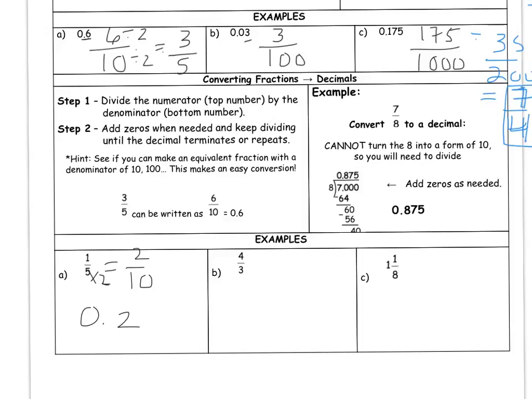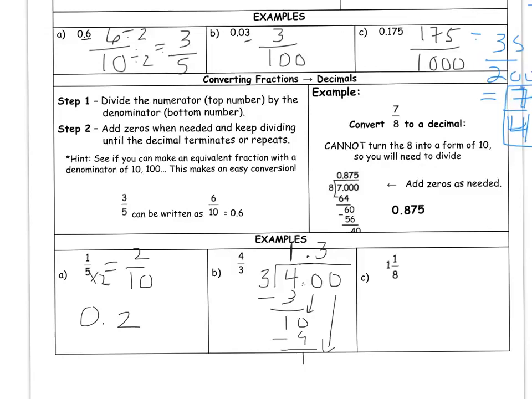Let's try 4/3. Well, you notice that the denominator cannot go into 10 or 100. So I'm going to have to divide the numerator by the bottom number. So remember, the top number is going to go in your box. The bottom number is going outside the box. You want to add a decimal and then zeros. Put the decimal on top, in the quotient. So 3 goes into 4 one time. 1 times 3. Bring down my 0. 3 into 10 goes 3 times. 3 times 3 is 9.